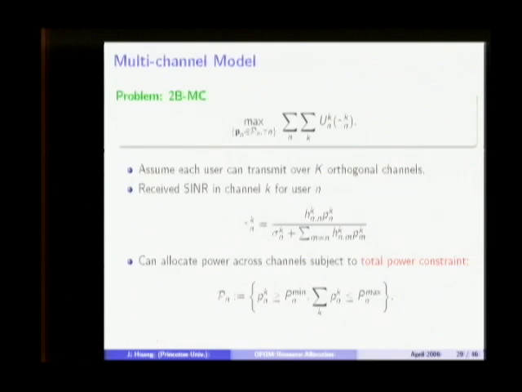So let's return to the multi-carrier case, the multi-channel case, which is what we're really interested in. In this case, we maximize total utility, where the second summation is essentially the utility of user n, which is the summation of the utility across all carriers. The received SNR is in this form, similar to the single carrier case but with a superscript k. And the power constraint is a little bit different, because you have a total power constraint across all channels. This is the only difference.